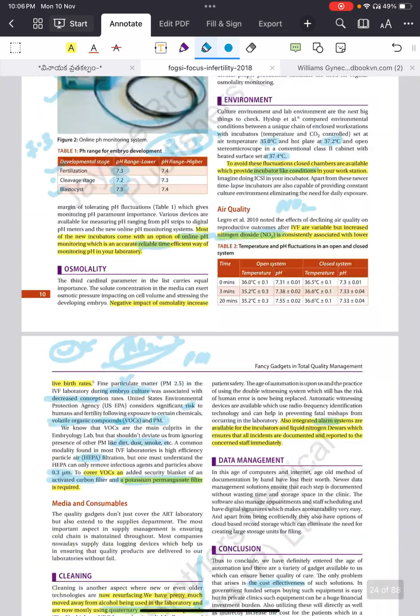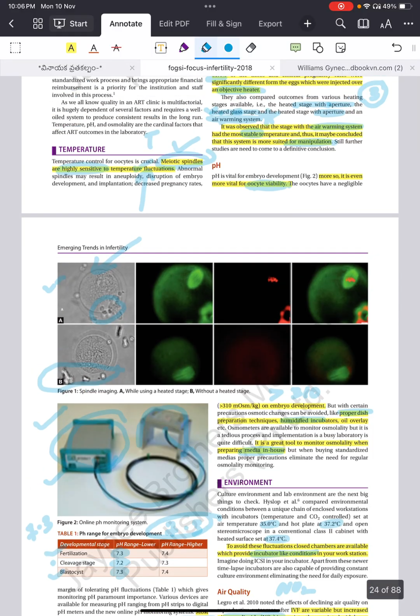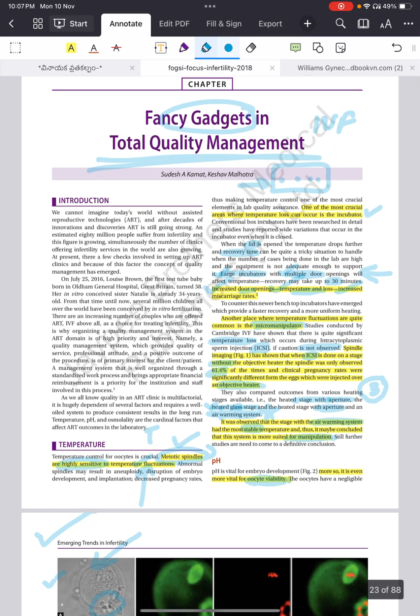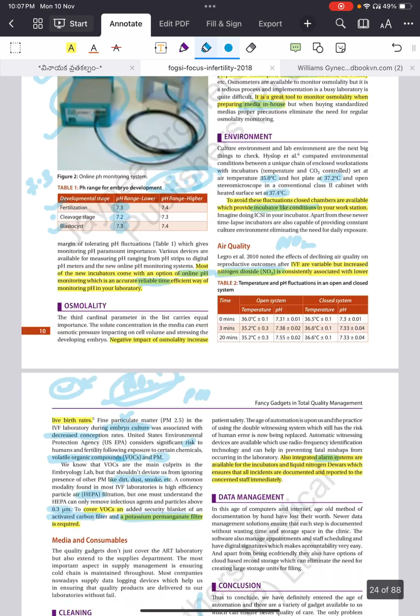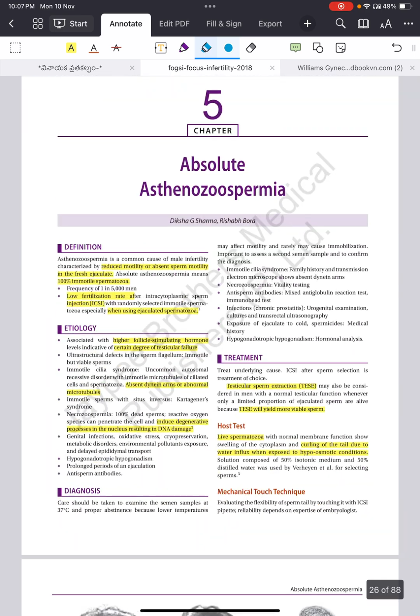Okay. Expected question in this chapter is, I feel, this one. If there is heated state, with heated state there is spindle formation. Without heated state there is not much spindle formation. That I'm expecting as a question. Okay, pH also you should know.